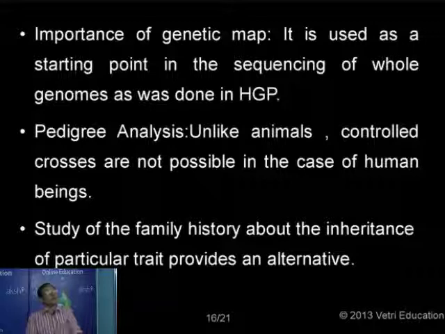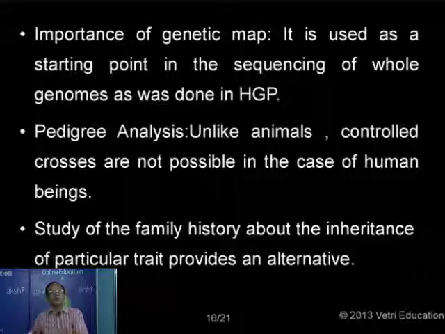Now let's pass on to the next concept, pedigree analysis. It is one of the concepts used to analyze the nature of characters in human beings. Unlike animals, in the case of human beings, controlled crosses cannot be made. We cannot make individuals get married to see what happens in the next generation. But in the case of animals, it is possible.